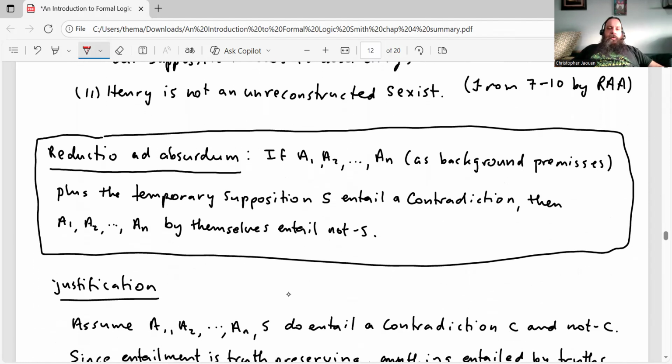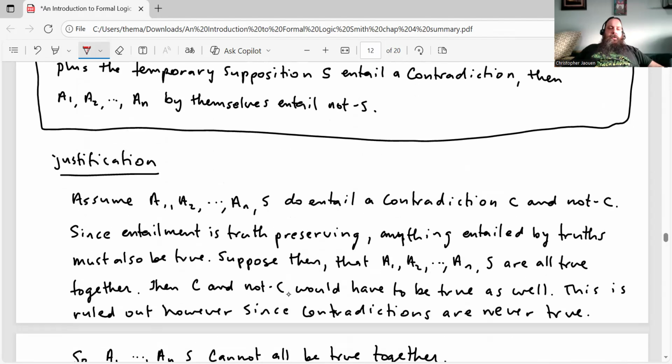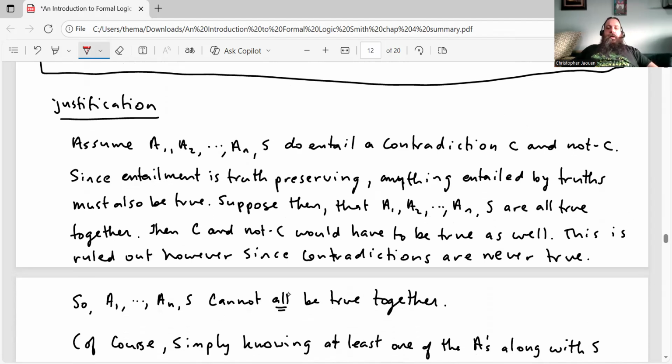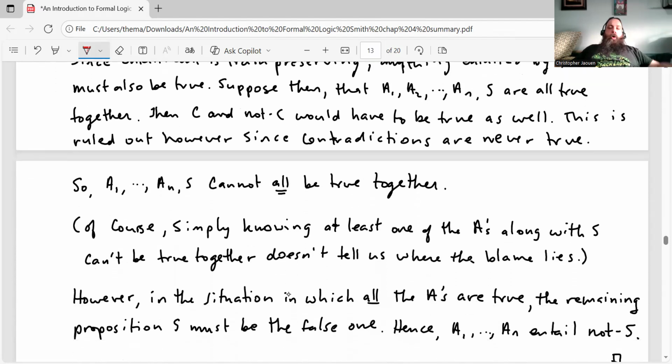Okay, here's the definition of a reductio argument. If A1 through An as background premises plus the temporary supposition S entail a contradiction, then A1 through An by themselves entail not S. And here's the justification. Assume A1 through An along with S do entail a contradiction, C and not C. Since entailment is truth-preserving, anything entailed by truths must also be true. Suppose then that A1 through An along with S are all true together, then C and not C would have to be true as well. This is ruled out, however, since contradictions are never true. So A1 through An along with S cannot all be true together.